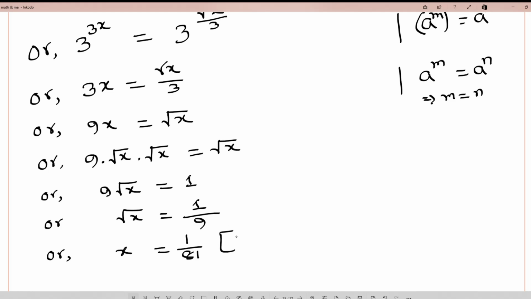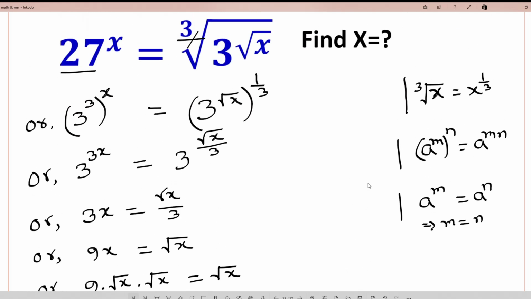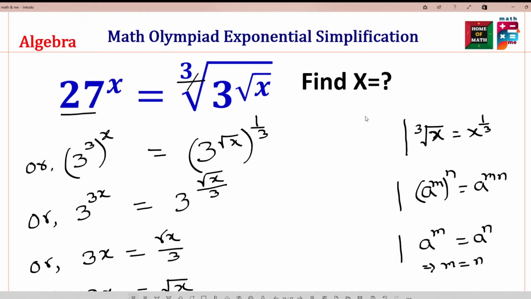We can write here, square both sides. So our answer is 1 divided by 81. Very simple way we solve exponential simplification.